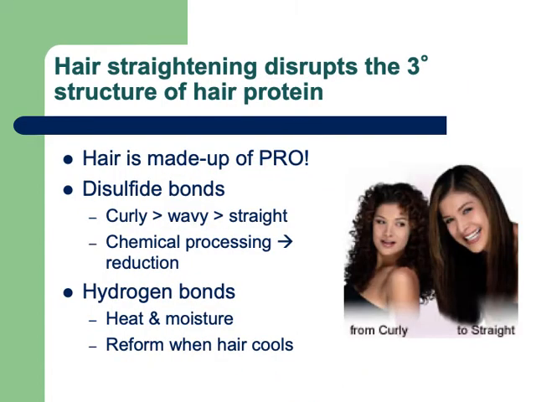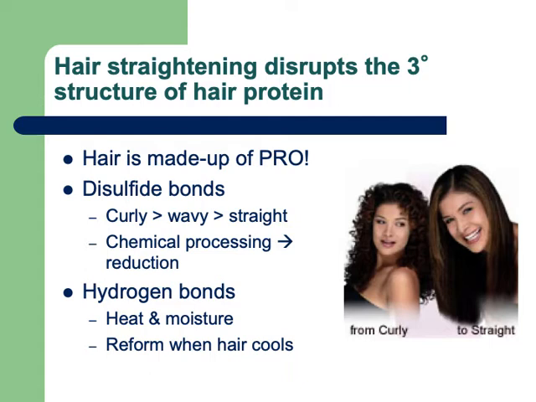So now let's talk about our hair a little bit more. So remember, hair is made up of protein. And by using a straightener, we actually disrupt the tertiary structure of hair protein. And genetically, we each are blessed with a certain amount of disulfide bonds. So if you have really curly hair, you have greater number of disulfide bonds than wavy hair, which is greater number than straight hair. And so through chemical processing, for example, through heat, when you go to straighten your hair, it actually is the process of reduction, where we're breaking the disulfide bonds.